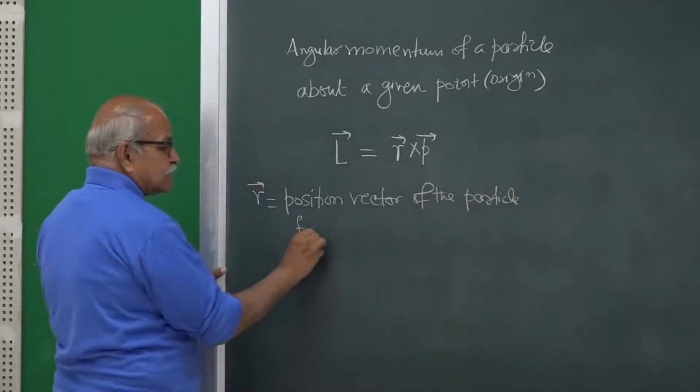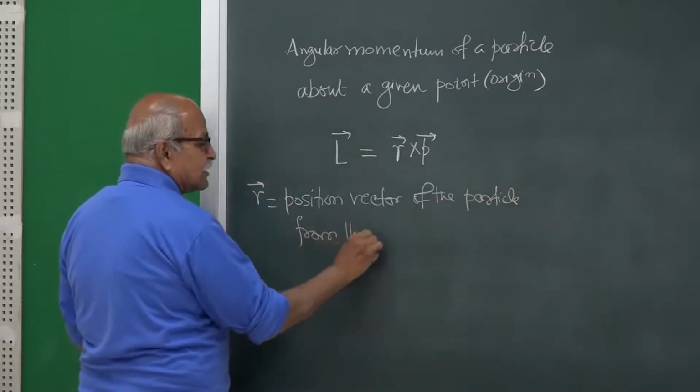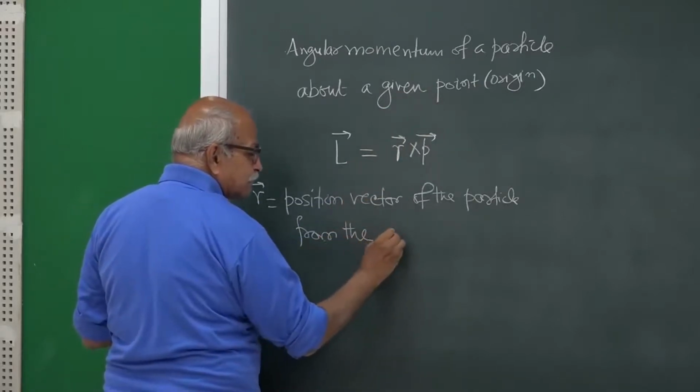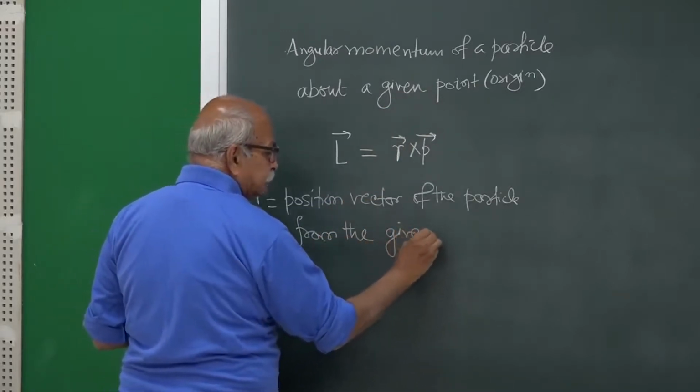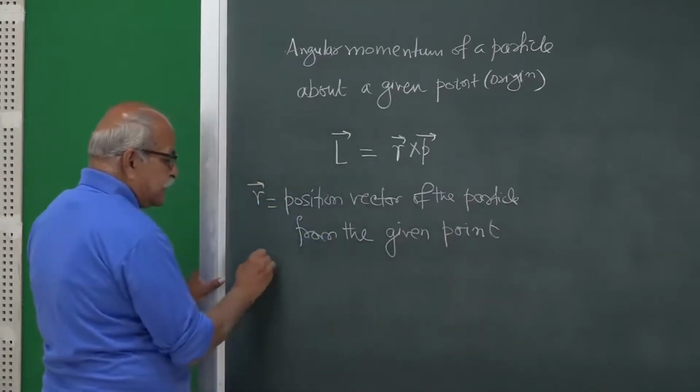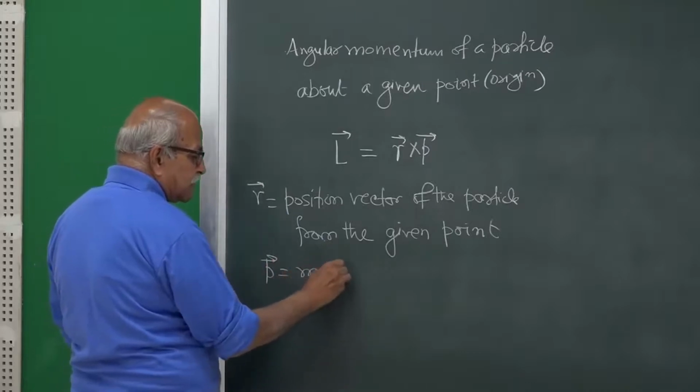from the chosen origin, this given point, from that given point. And p is the linear momentum of the particle.